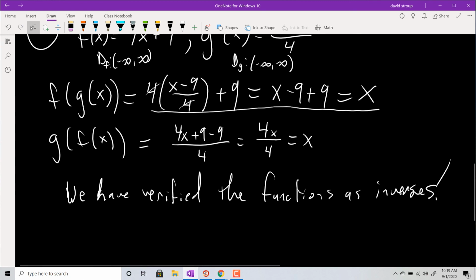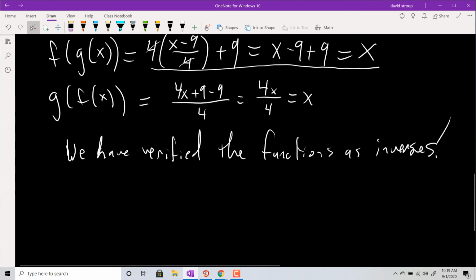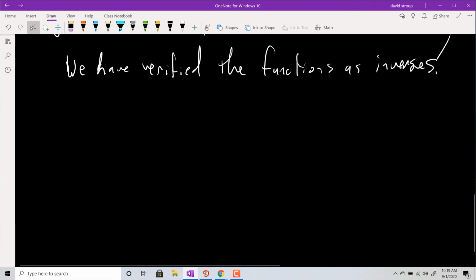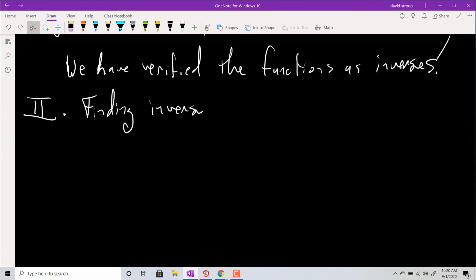Okay. So how would I find an inverse rather than just having it thrown in my lap, like in this previous example? It's pretty easy. You just swap the x and y and solve. Usually pretty easy. Sometimes it's very difficult. But in general, swap x and y, and solve.